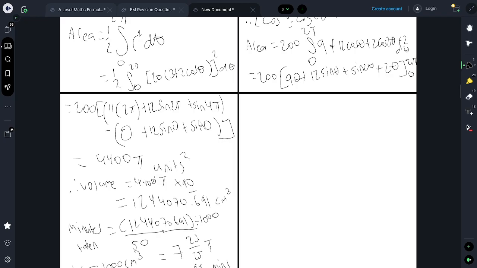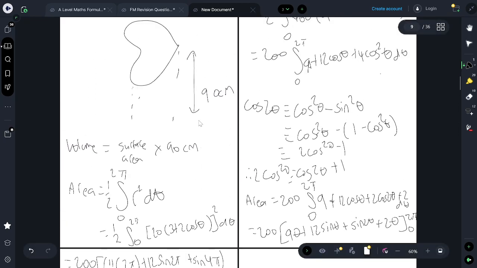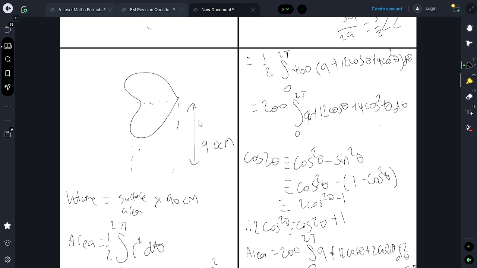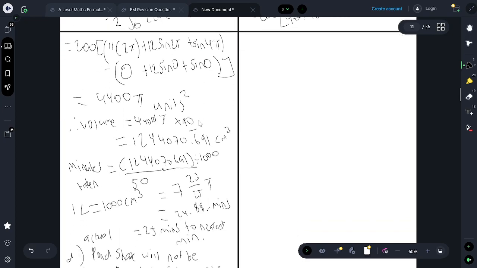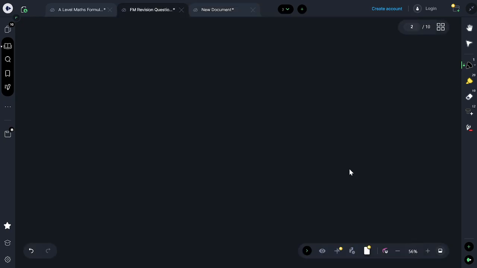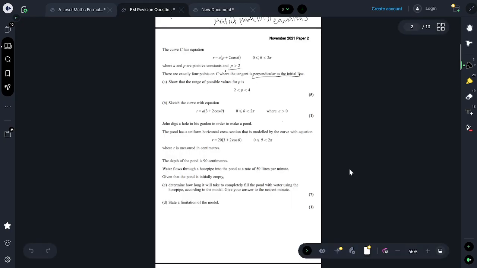It's not going to be exactly symmetrical around the initial line. Realistically there'll be some differences here and there. You just got to put something like that down. Then we're on question 4 now. Hopefully it made sense. Again, let me check for comments. Okay, I think we're good.